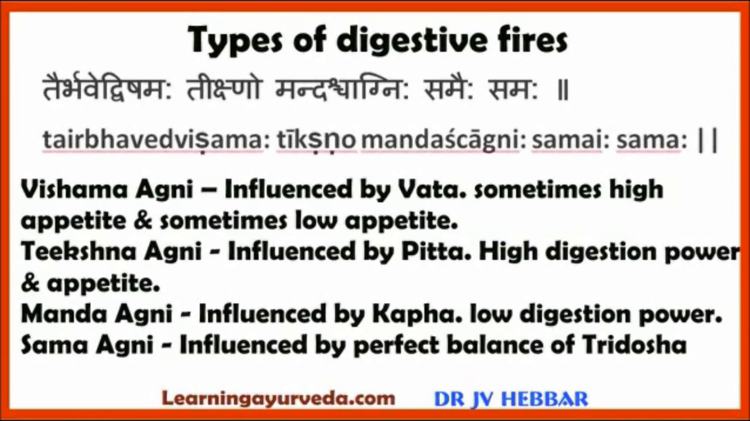Manda Agni, influenced by Kapha. A person with Manda Agni will have low digestion power and low appetite. Sama Agni, influenced by perfect balance of Tridosha, where the person will have proper appetite and digestion power.